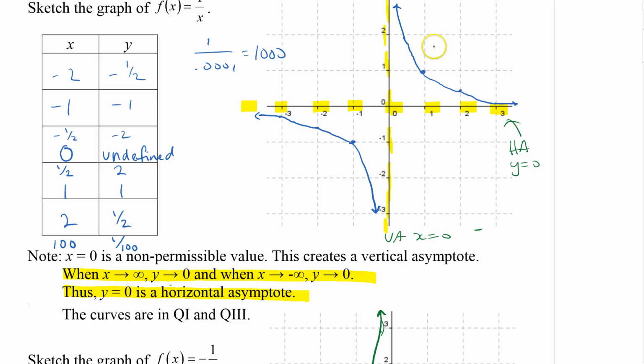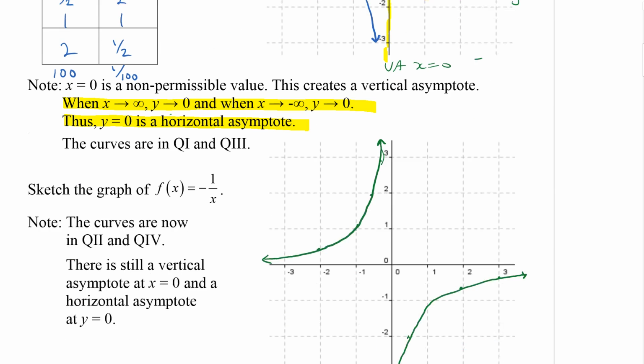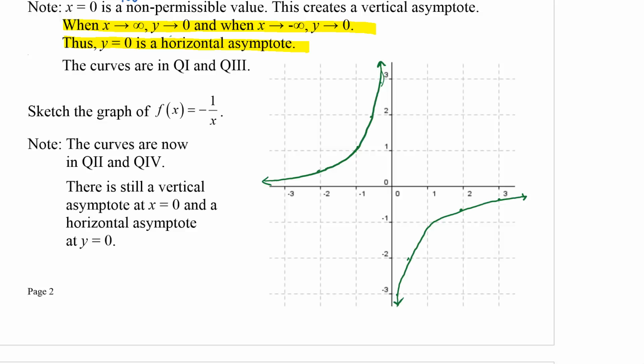From here we're in quadrant 1 and quadrant 3, and now we're in quadrant 2 and quadrant 4. There's still a vertical asymptote at x equals 0, and so the x equals 0, I'll do this dashed line in white and yellow, and we have a horizontal asymptote at y is equal, I always get the x and the y, at y is equal to 0. So I hope that makes sense for you, because all we did was keep the x values the same and multiply the y values by negative 1.